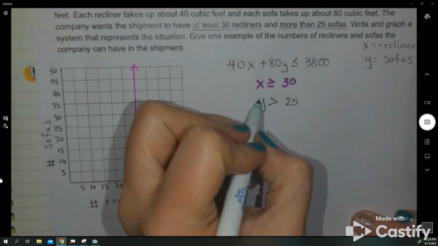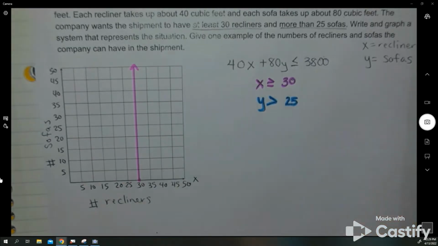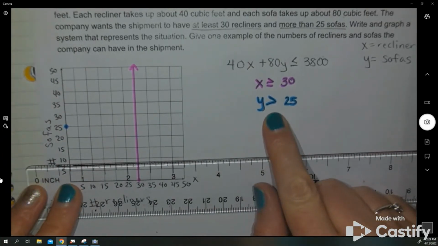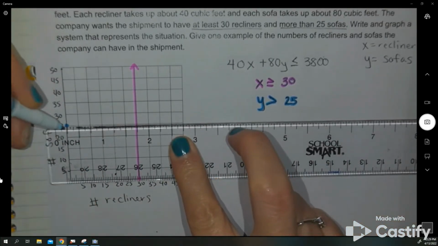Then I have my sofas. Sofas are greater than 25. Just like when we had our equations, if it starts y and just has a number, we know it's a horizontal line because that slope is 0. And it's going to go through 25 for this one. Also, it's dashed because it doesn't say or equal to. It just says greater than.